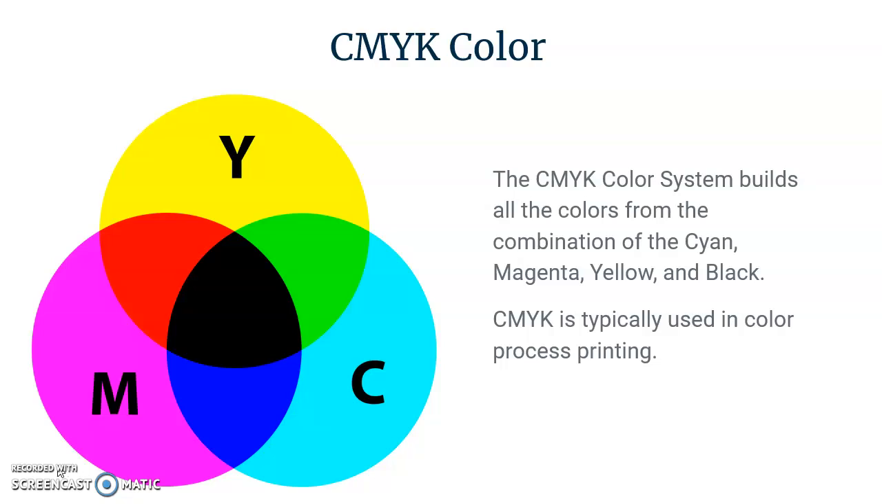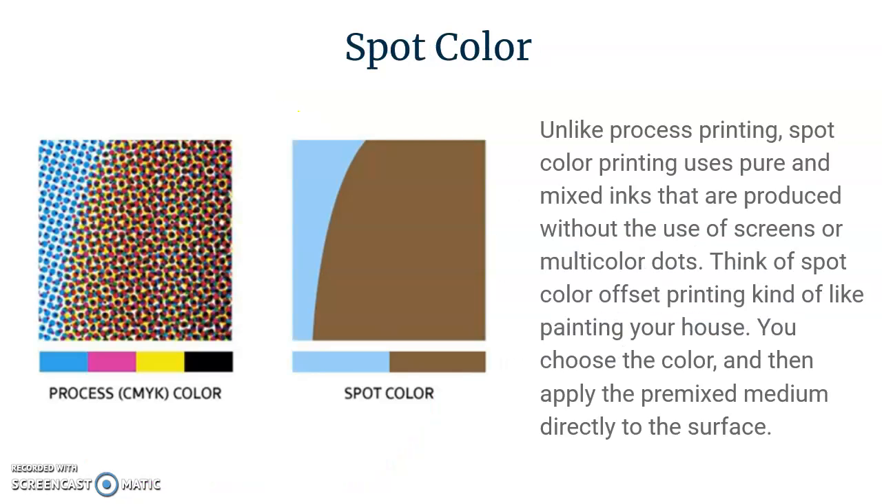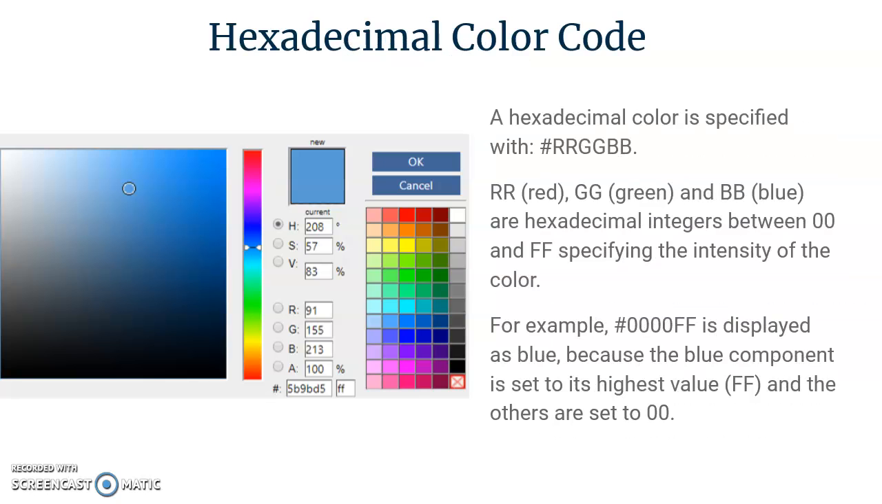It builds all colors from the combination of cyan, magenta, yellow, and black. CMYK is typically used in color process printing. And you have spot color. Unlike process printing, spot color printing uses pure and mixed inks that are produced without the use of screens or multicolored dots. Think of spot color offset printing kind of like painting your house. You choose colors and then apply the pre-mixed medium directly to a surface.